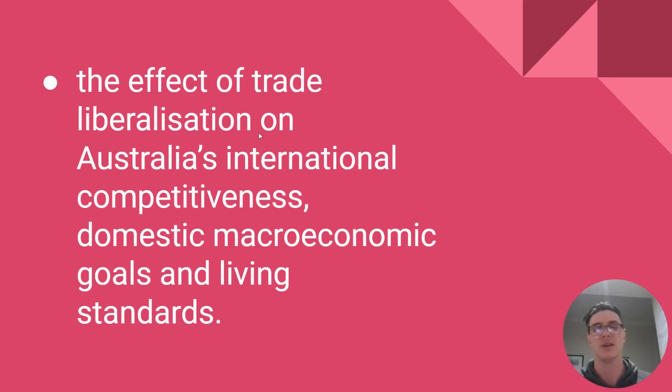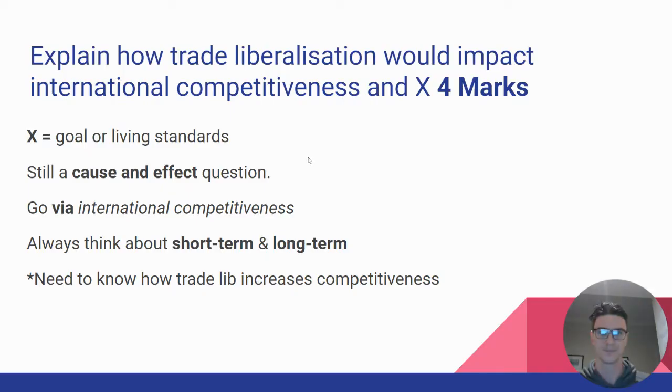Now, I'm going to say to you that you should always think about how trade lib impacts our international competitiveness, even if you don't get asked about it. So even if the question doesn't specifically say how does it impact competitiveness of Australian businesses, you should still think that way. But what are the types of questions you might get? Well, how does trade lib impact our macroeconomic goals? How does trade lib impact our living standards? How does trade lib impact international competitiveness? Or some sort of combination of those. So what's the structure? How are we going to answer these questions?